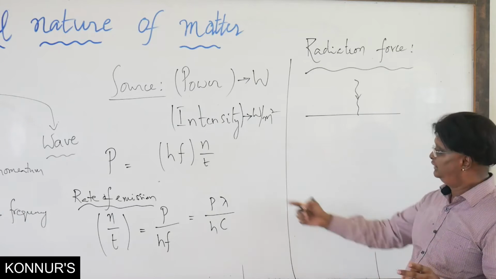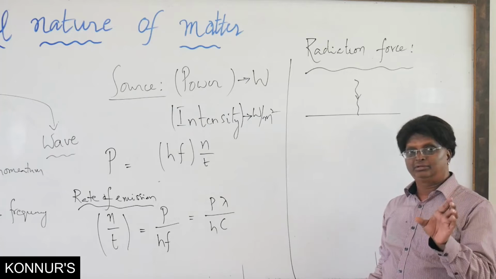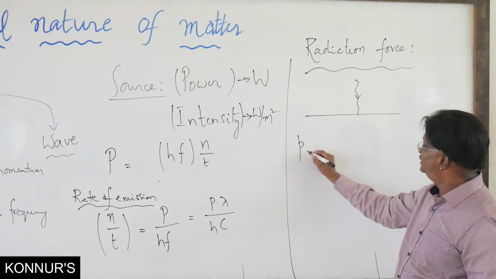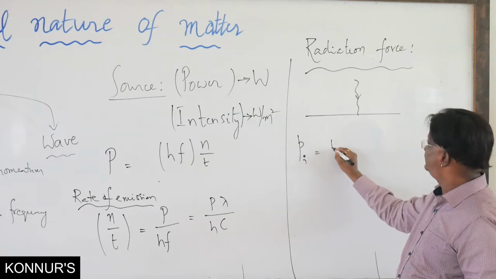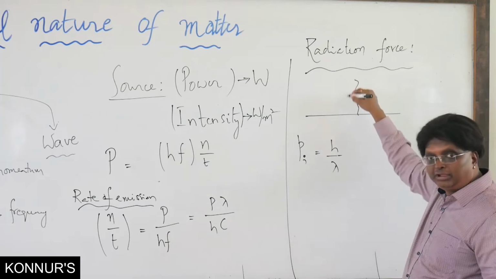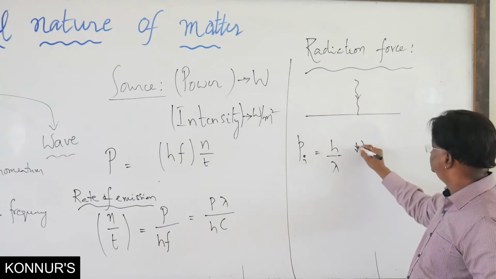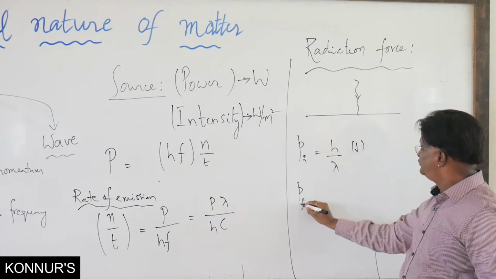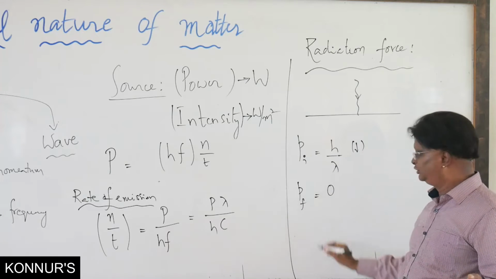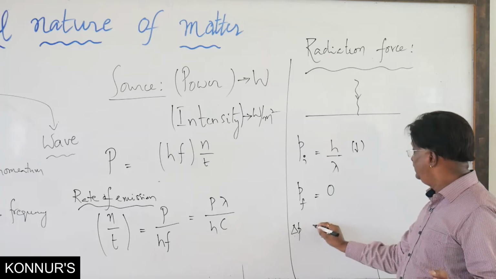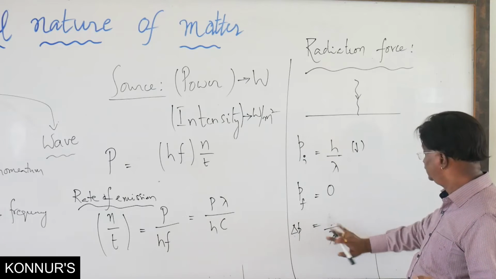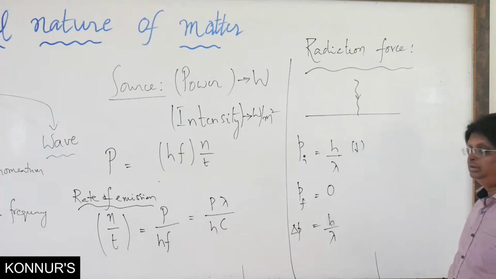As I mentioned, these terms will have their regular meaning. Now what will be the initial momentum? Initial momentum Pi is equal to h upon lambda, which is directed downwards. Now what is the final momentum? Since we are taking the case of total absorption, final momentum is 0, and therefore delta P is nothing but h upon lambda.